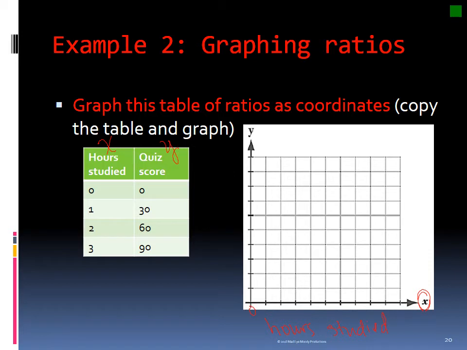And so I'm going to list 0, 1, 2, 3, 4, 5, 6, and so on. I'm only going up to 3 in my table, so I'm not going to fill in the rest. And then that means my y quantity, my y-axis, is going to be my quiz scores.